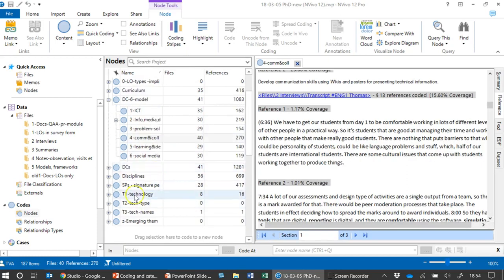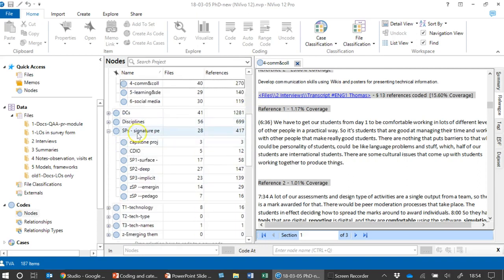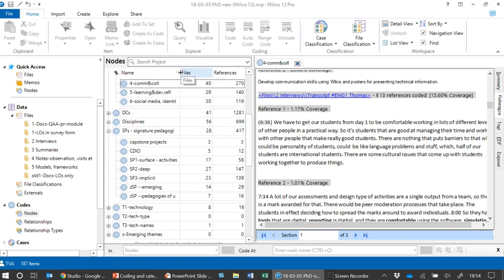My other aspect of my conceptual framework was the concept of signature pedagogies, which is something that Shulman identified as pedagogies that are signature to that particular discipline. And in Shulman, he identifies 3 levels in the domain of signature pedagogies: implicit, deep, and surface.